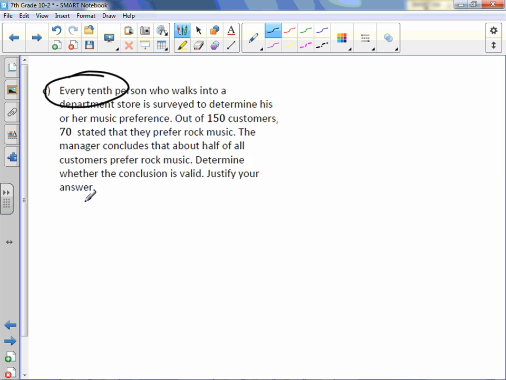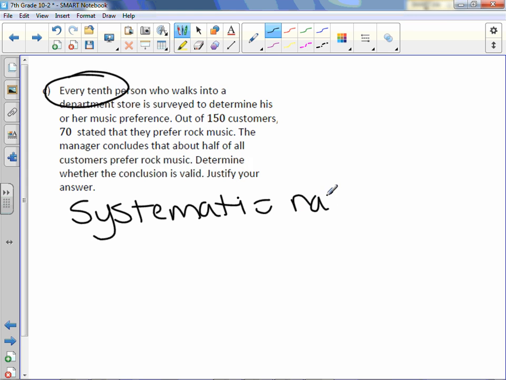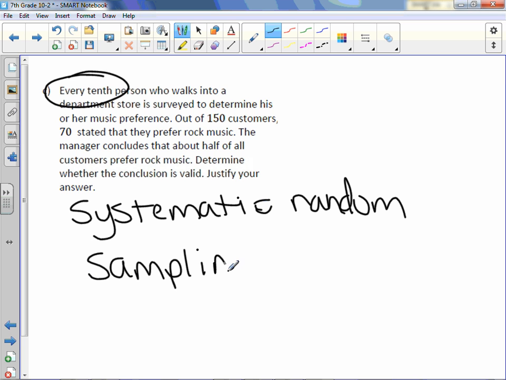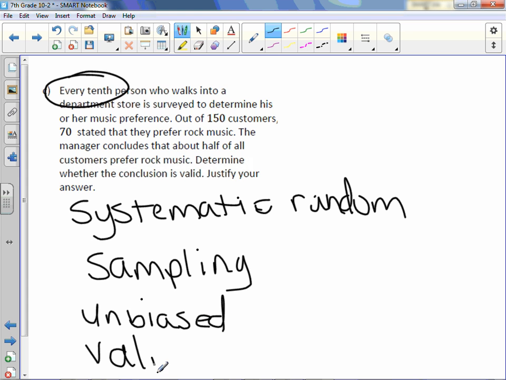So this would be a systematic random sampling, which means it is unbiased, and it means it is valid. The conclusion is valid.